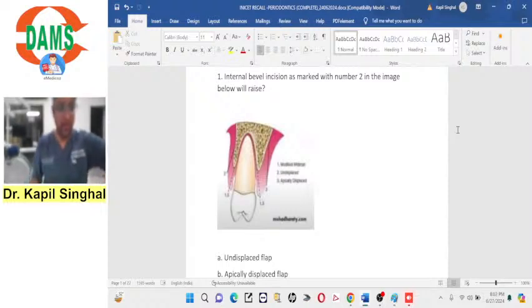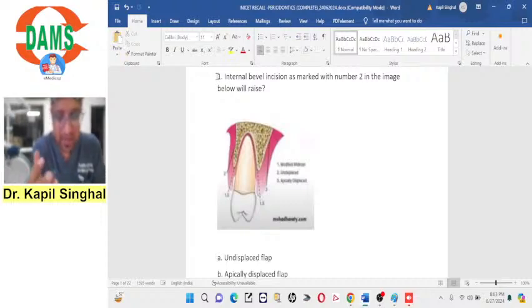Okay, good evening everyone. I'll be starting the perio and the implant session. So the first question that we want to discuss is internal bevel incision as marked with number 2 in the image below. First of all, you need to understand what is internal bevel incision. It is the first incision that is given, a horizontal incision. Internal bevel incision is given at some distance from the crest of marginal gingiva.